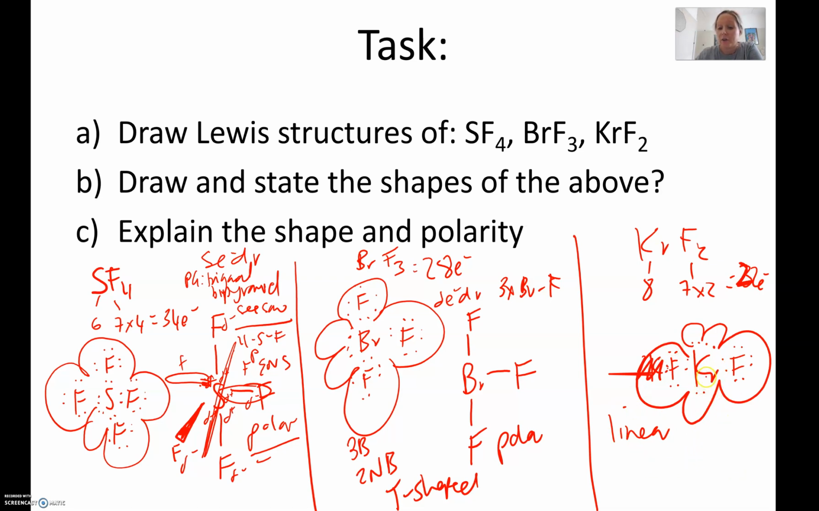XeF2 has 5 electron density regions around the central atom. These repel as far as possible, creating a parent geometry of trigonal bipyramid. There are 2 bonding and 3 non-bonding, so the shape is linear. There are 2 polar bonds, as F is more electronegative than the central atom. The shape here is symmetrical, and therefore the dipoles cancel, and therefore the structure is non-polar.